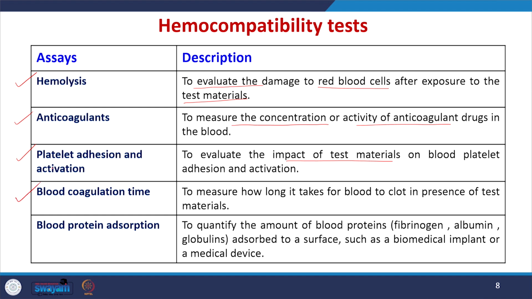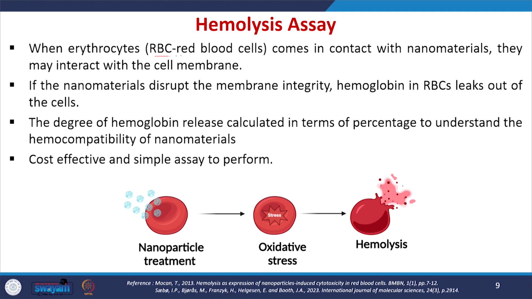And next one is blood coagulation time. So, this assay is to measure how long it takes for blood to clot in presence of test material. And the last one is blood protein adsorption assay. This assay is to quantify the amount of blood proteins adsorbed to a surface. The surface can be a biomedical implant or medical devices. Let us learn about hemolysis assay more in detail. When RBC, that is red blood cells, comes in contact with the test material, that is your nanomaterial, this nanomaterial disrupts the membrane integrity of your RBC.